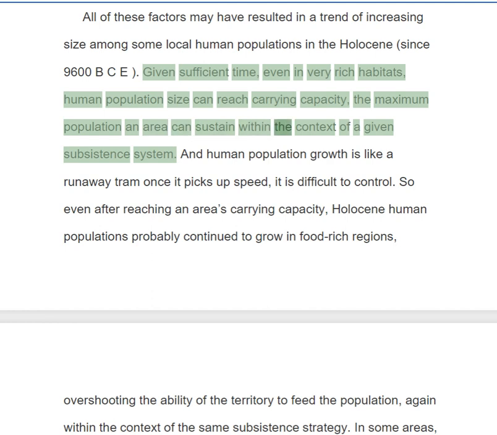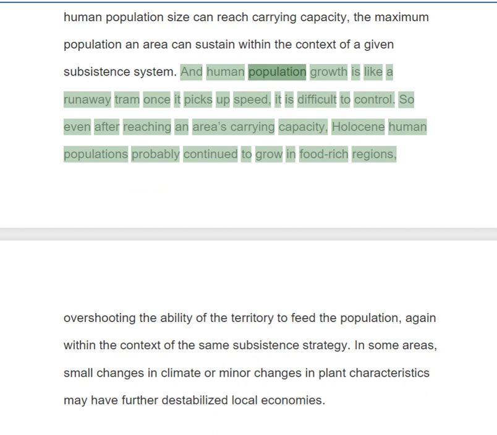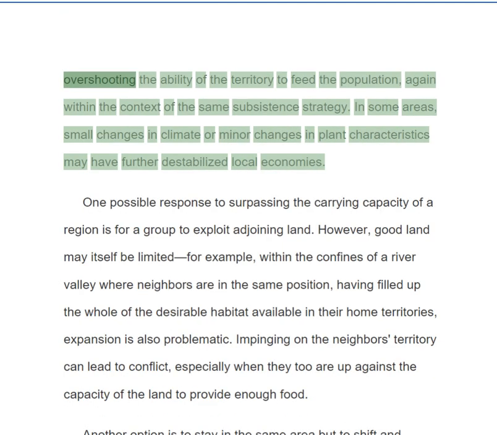Given sufficient time, even in very rich habitats, human population size can reach carrying capacity, the maximum population an area can sustain within the context of a given subsistence system. And human population growth is like a runaway tram. Once it picks up speed, it is difficult to control. So even after reaching an area's carrying capacity, Holocene human populations probably continued to grow in food-rich regions, overshooting the ability of the territory to feed the population, again within the context of the same subsistence strategy.